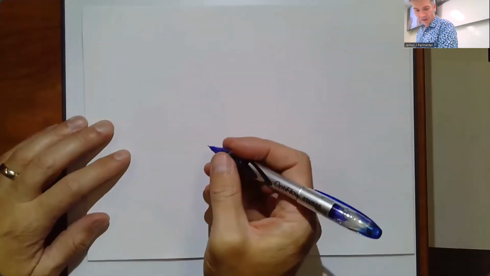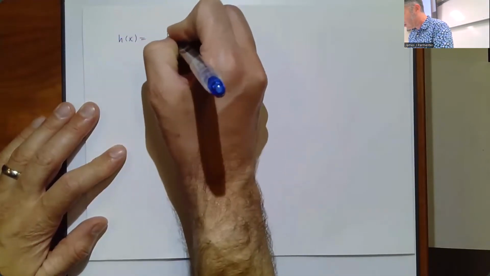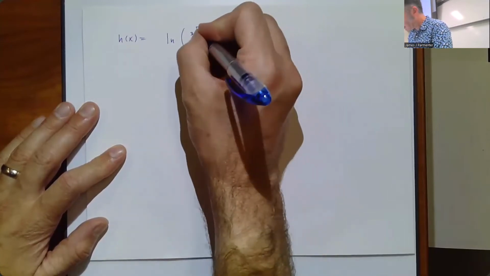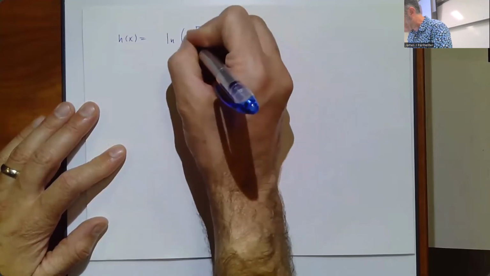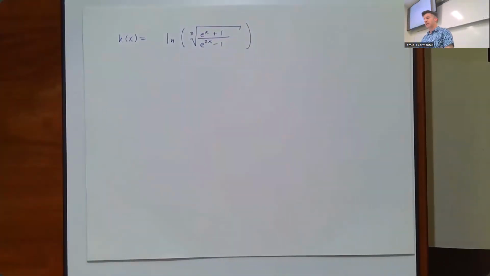Okay, let's look at another example. Let's look at something like h of x equal to the natural log of the cube root of e to the x plus 1 over e to the 2x minus 1. Seems kind of heinous. I should say, you don't have to simplify this. You could totally take the derivative as is. I don't want to, right?